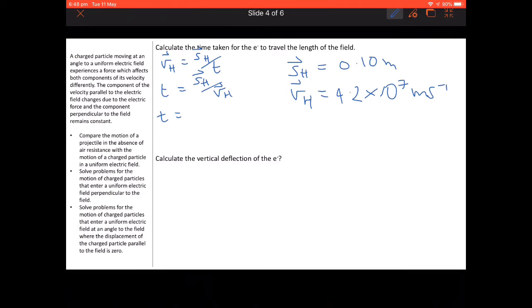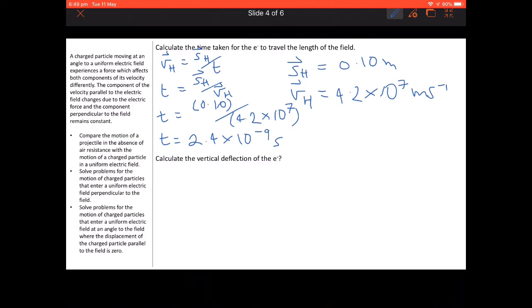So subbing those in, 0.10 divided by 4.2 by 10 to the 7, we will get an answer of 2.4 by 10 to the negative 9 seconds. So that's how long it's going to take for the electron to travel the full length of the field.